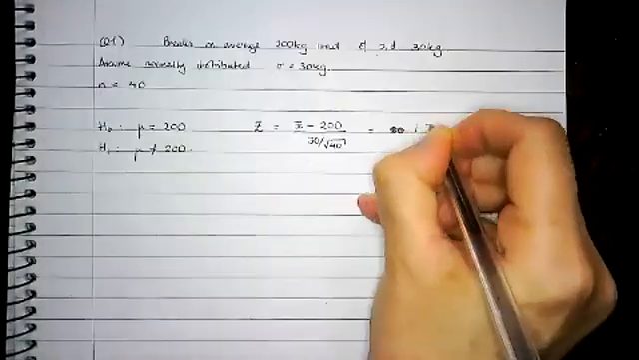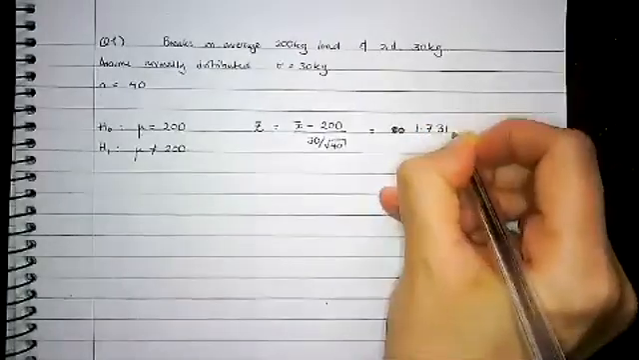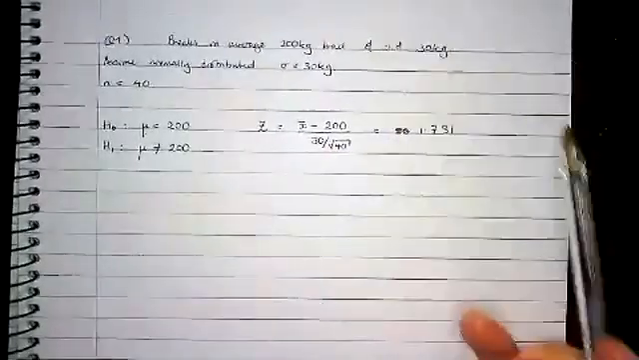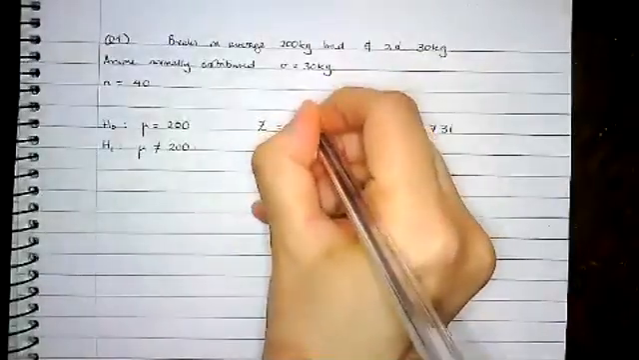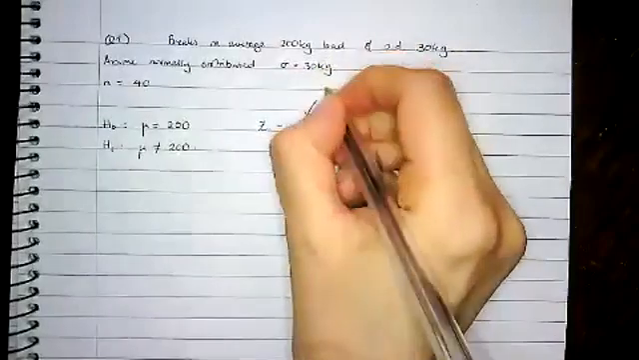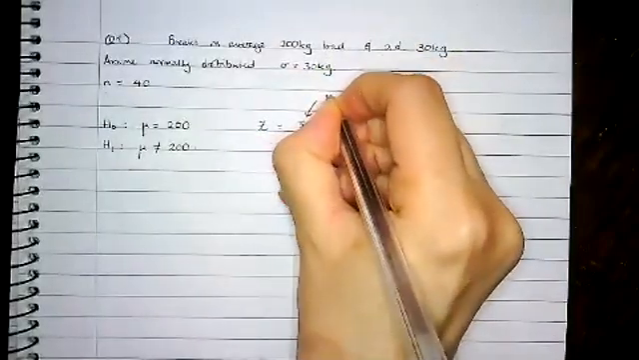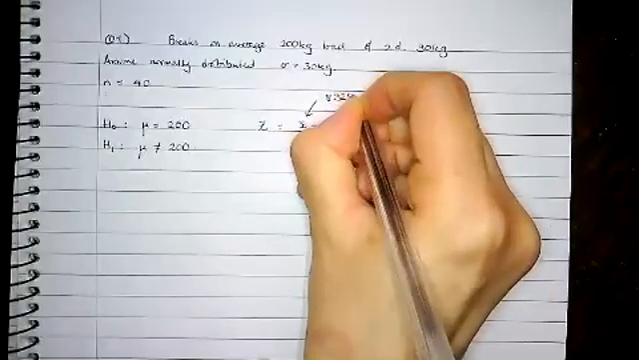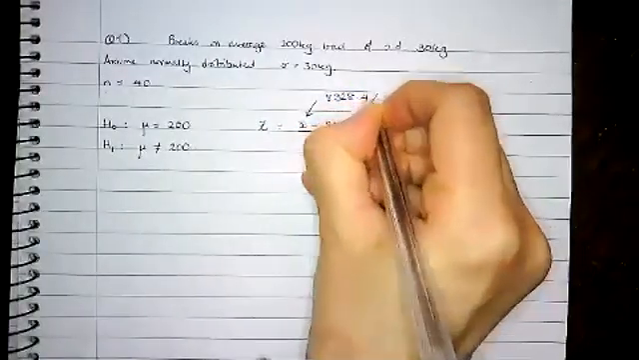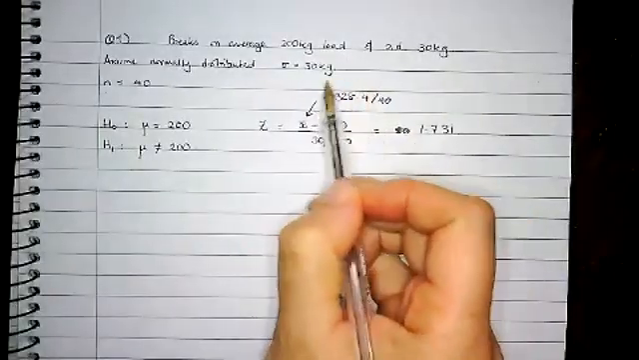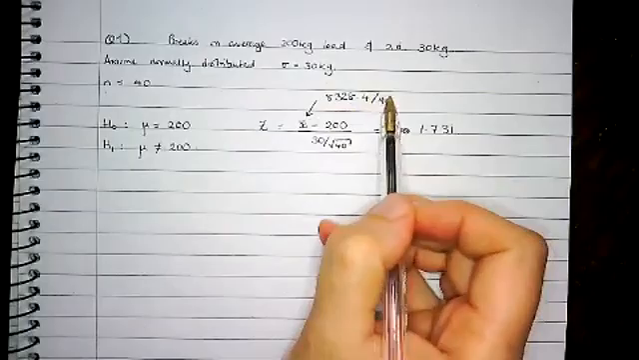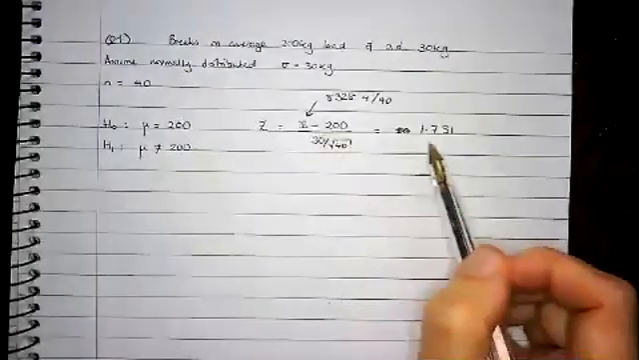Jumping ahead there, 1.731. So to get this number, I need to calculate what X bar is from the information I've been given. X bar is 8329.4 divided by 40. What I was given in the question was the sum of all of the elements in the sample, so I need to divide by 40 to get the observed value of X bar. So for this particular sample, I've got a test statistic of 1.731.